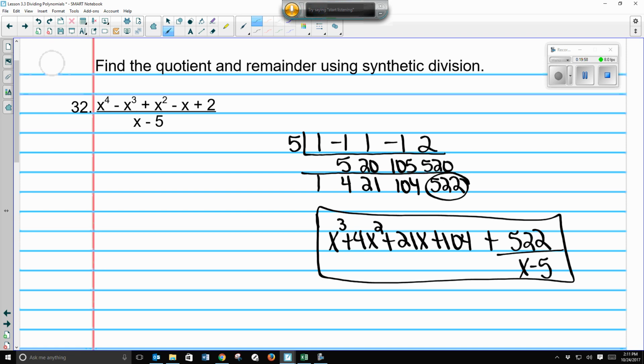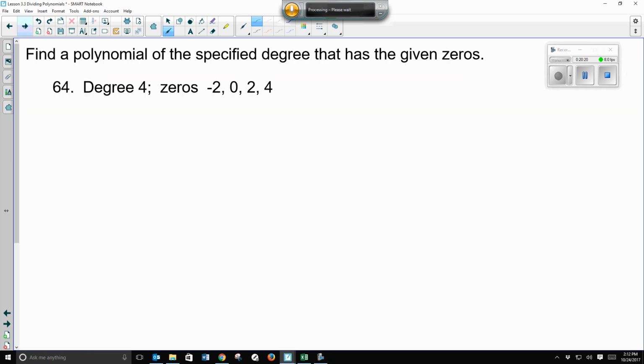Yes, just add them. The first one is the coefficient of it. So, let me pause this just for a second. One more problem and we're finished.